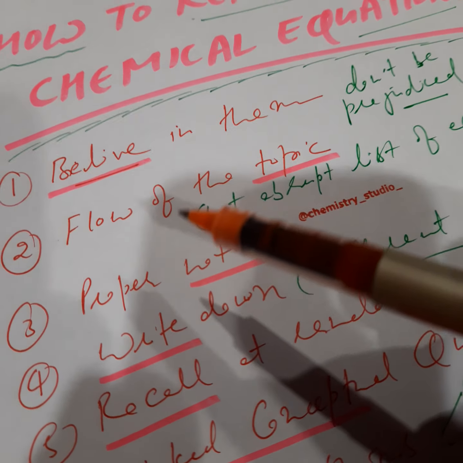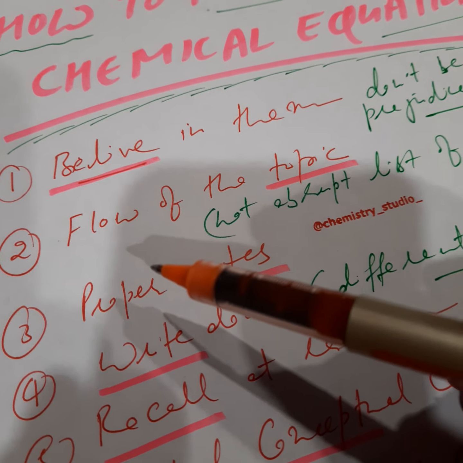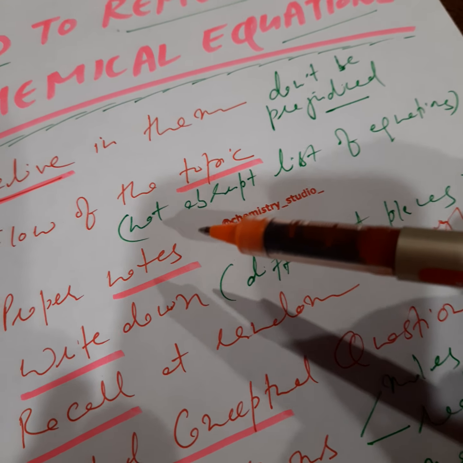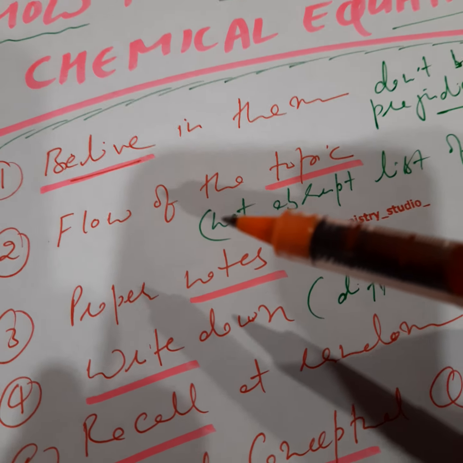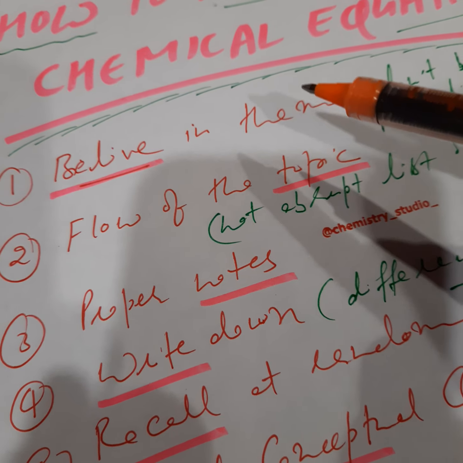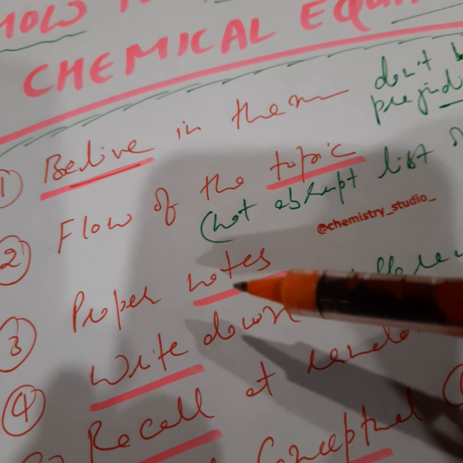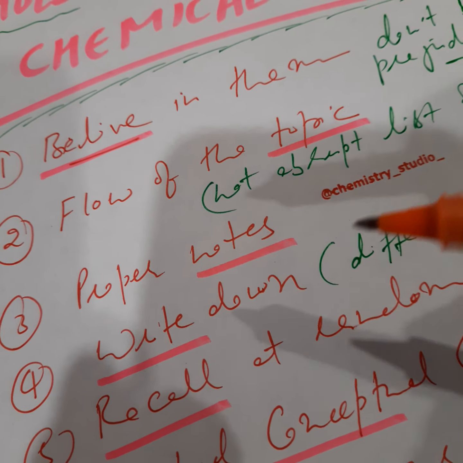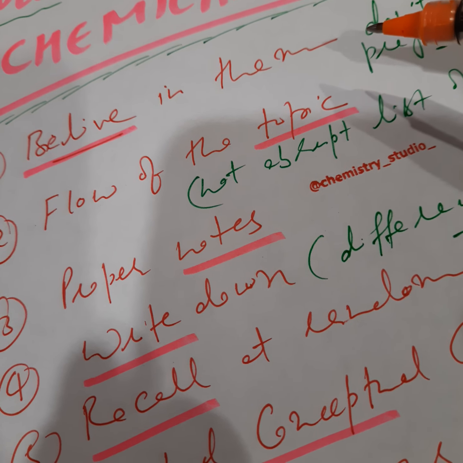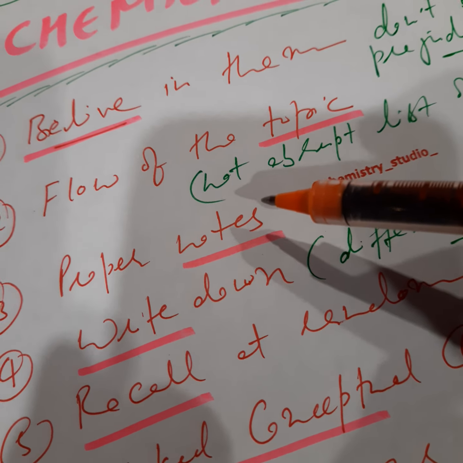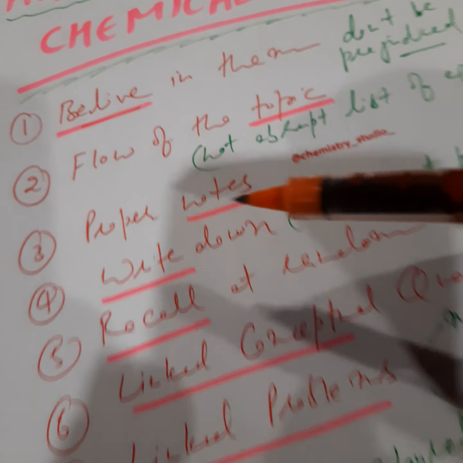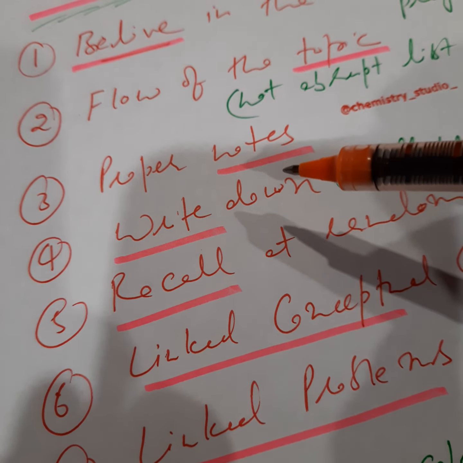My second point is, try to do the chemical equations with the flow of the topic. Do not make an abrupt list of chemical equations and try to cram them. Every chemical equation is concerned with a particular topic. For example, manufacture of a particular chemical, or properties of a particular chemical, or a particular type of reaction of a particular chemical with a particular type of other chemical. So when you are doing that topic, equations will come like a flow, and they should be interlinked with other things.